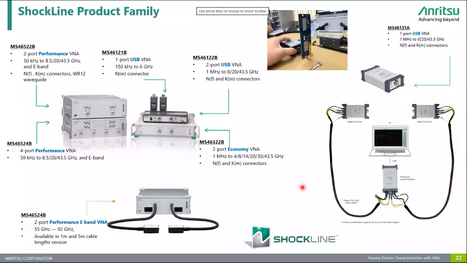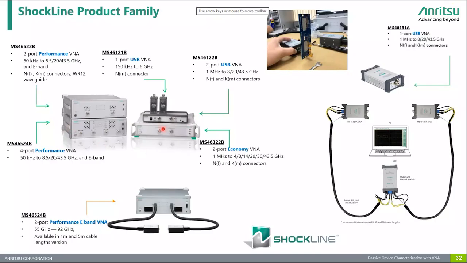Let me introduce the Shockline product family from Anritsu, a versatile lineup of vector network analyzers designed to meet a wide range of microwave RF testing needs. Starting with MS46522B and MS46524B, these are high-performance two-port and four-port VNAs respectively, covering frequencies from 50 kHz up to 43.5 GHz, and with E-band options extending to 92 GHz using WR12 waveguides. These are ideal for advanced applications requiring high accuracy and multi-port measurements.